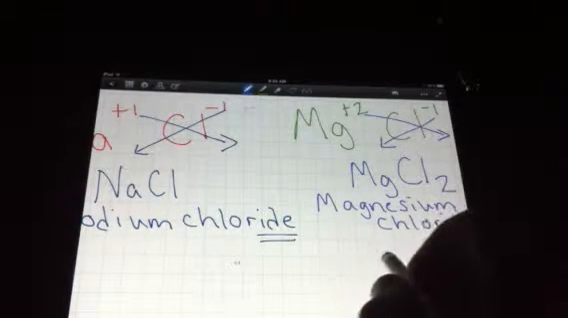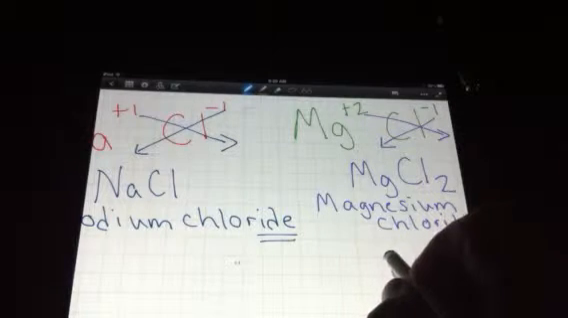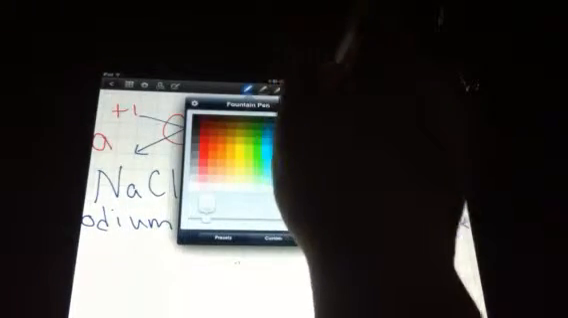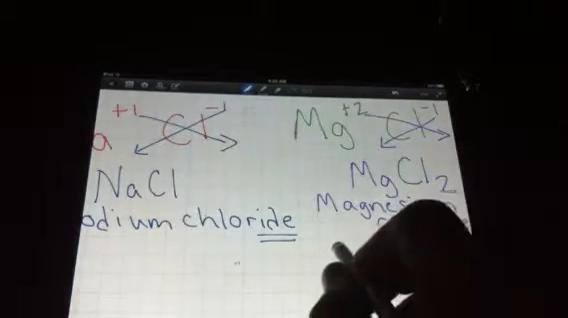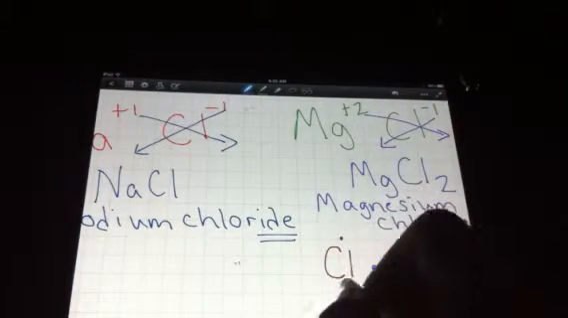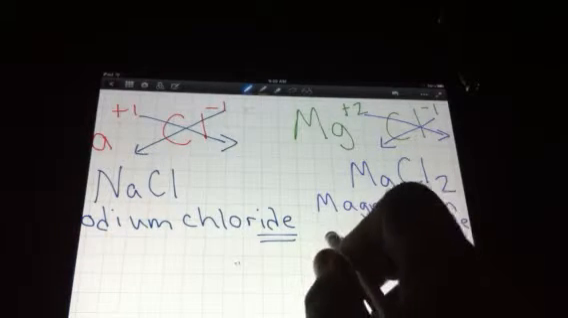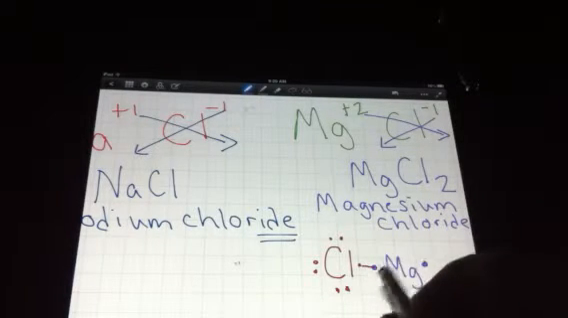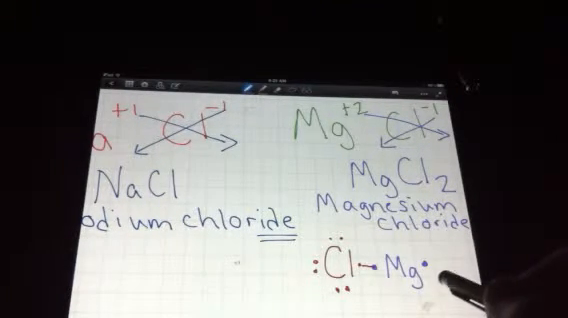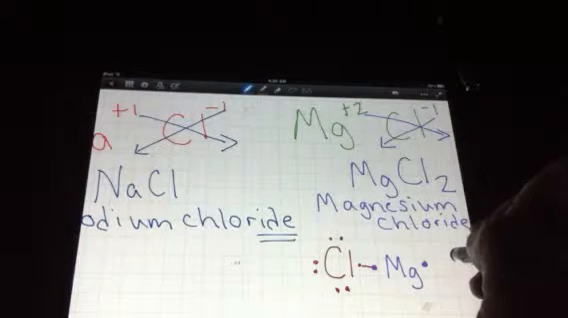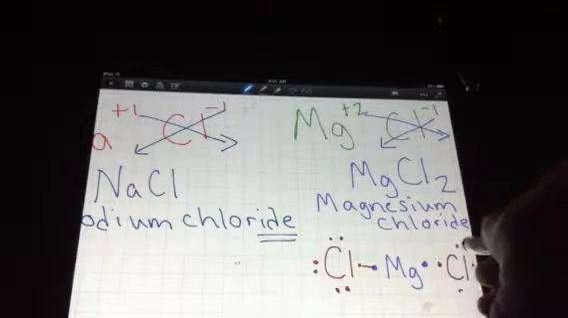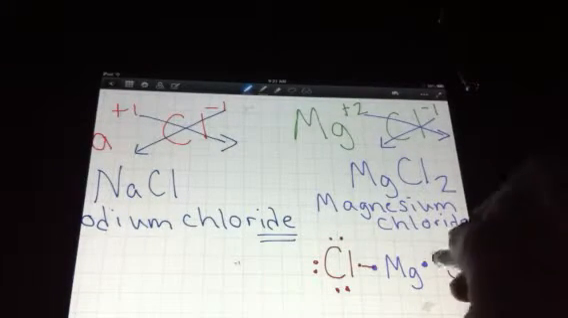Okay? And the reason is, if I look at magnesium, it has 2 valence electrons. If I look at chlorine, it has 7. So here comes chlorine. 1, 2, 3, 4, 5, 6, and 7. And so I get a bond here between the magnesium and chlorine. But magnesium's not happy because it still wants to get rid of this 1 electron. So here comes another chlorine. 1, 2, 3, 4, 5, 6, 7.